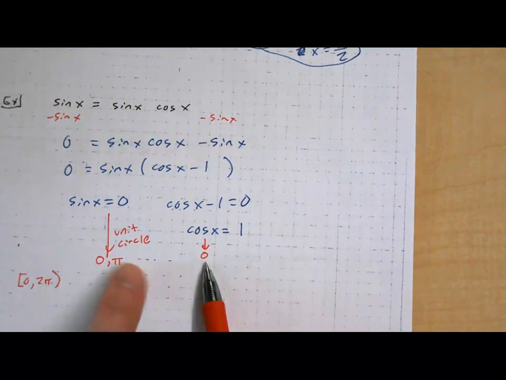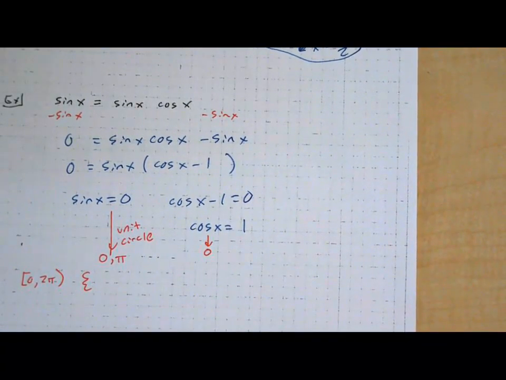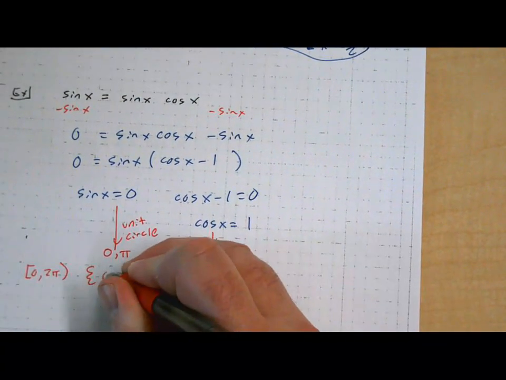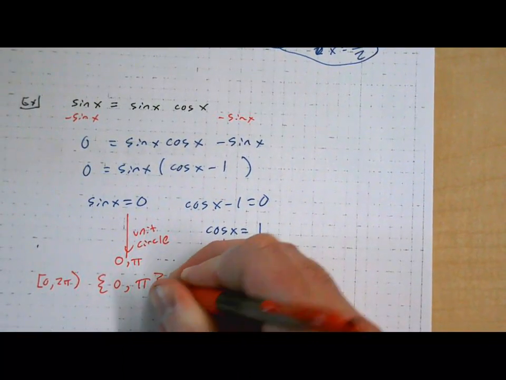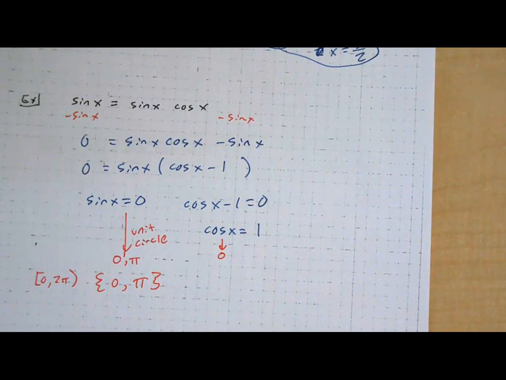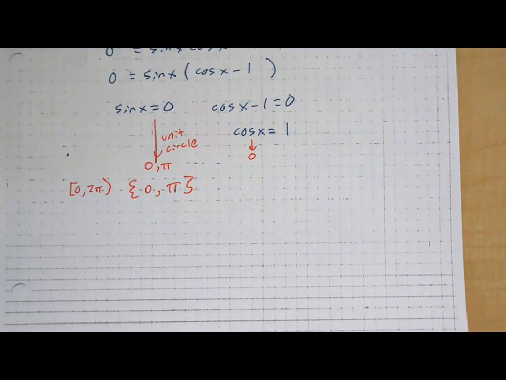So if I combine these together into a single set without repeating anything and go from least to greatest, my overall solution is 0 and pi on the interval. That's it? Of course not.